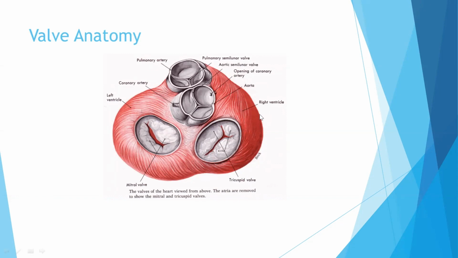So whenever there is a defect in any of these four valves, it may lead to two conditions, stenosis or regurgitation. If the valve becomes stiff, then it leads to stenosis. If the valve becomes floppy, then it leads to regurgitation.